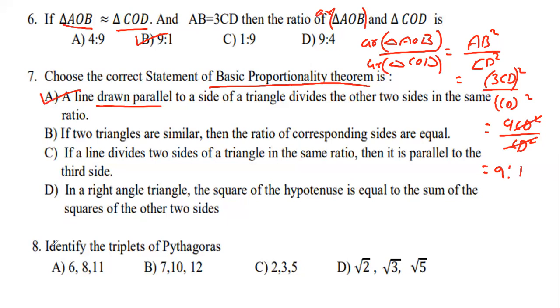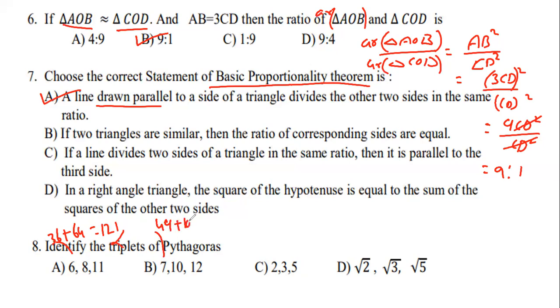Next, identify the triplet of Pythagoras. Here, 6 sixes are 36 plus 8 eights are 64, which is equal to 11 elevens, 121. So this one is not it. Check for this one.